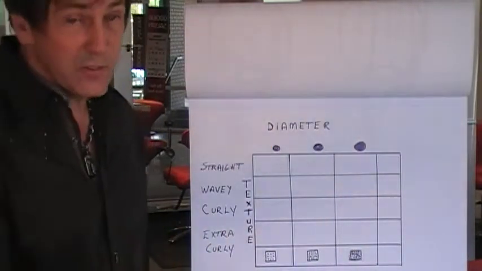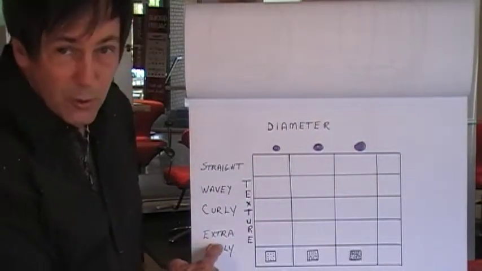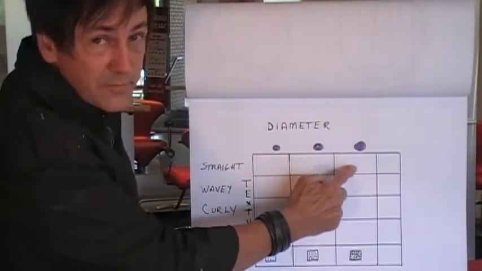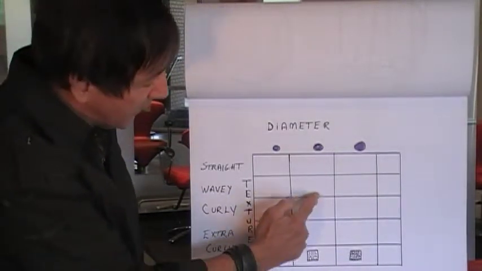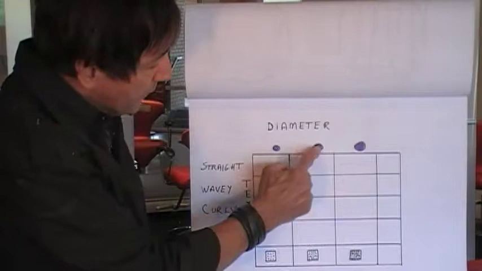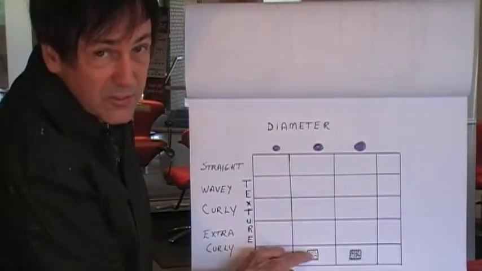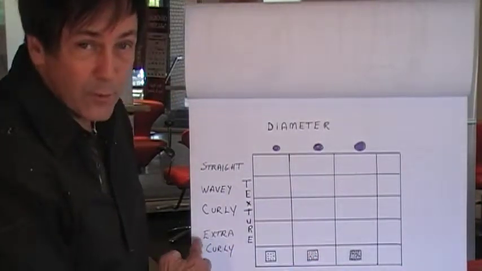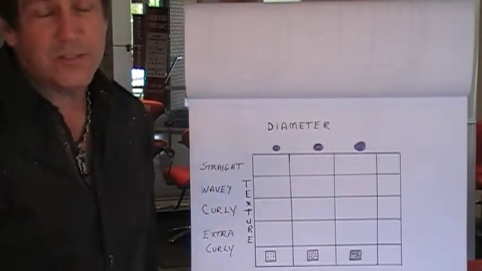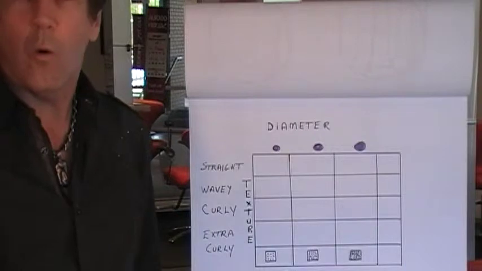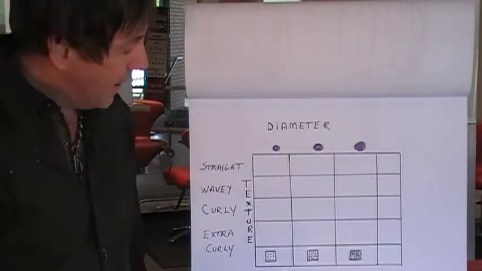On the other side of the spectrum, let's just say that you're extra curly and you're coarse. What we want to do is bring you to this area right here, which is the middle ground, medium diameter. We can't change the density, but we can retexturize and remove some of the extra curl using a process that we call Japanese hair straightening or thermal reconditioning.